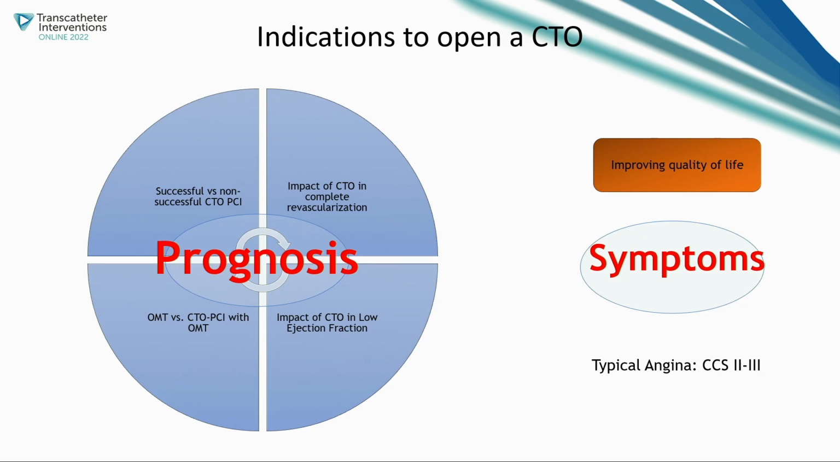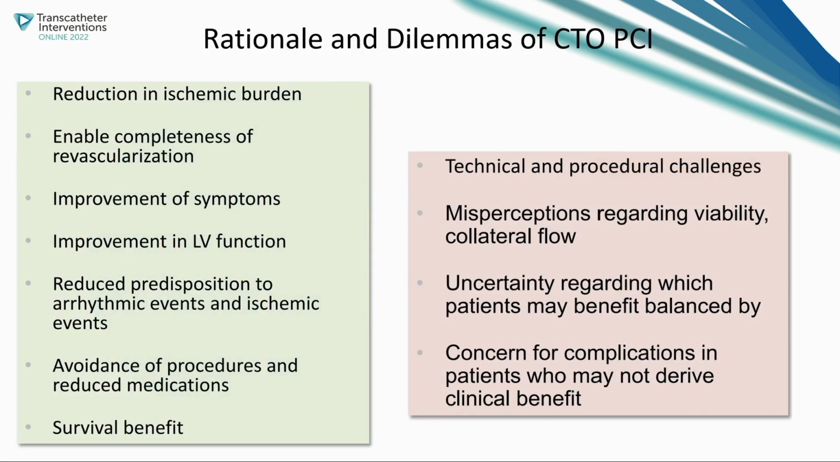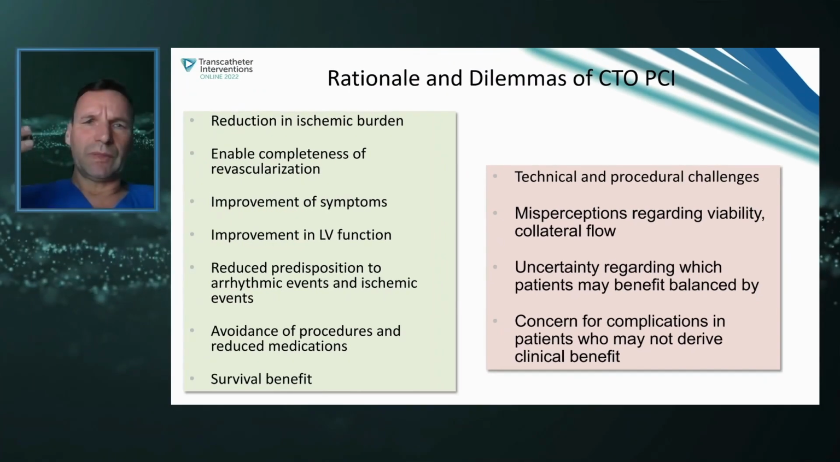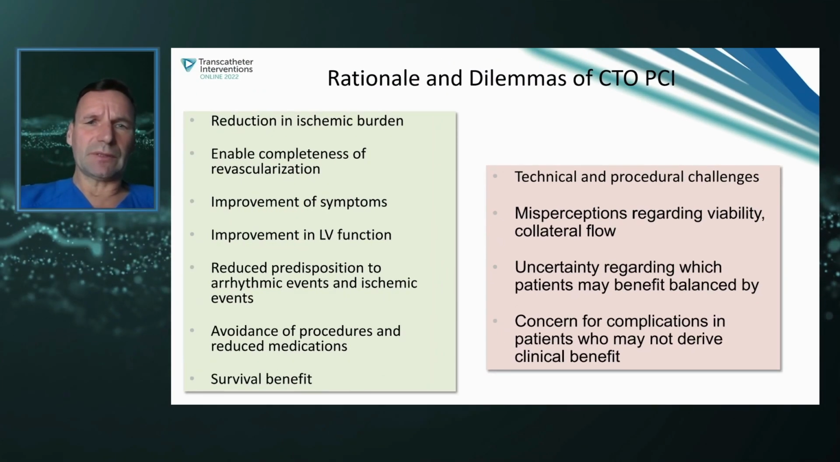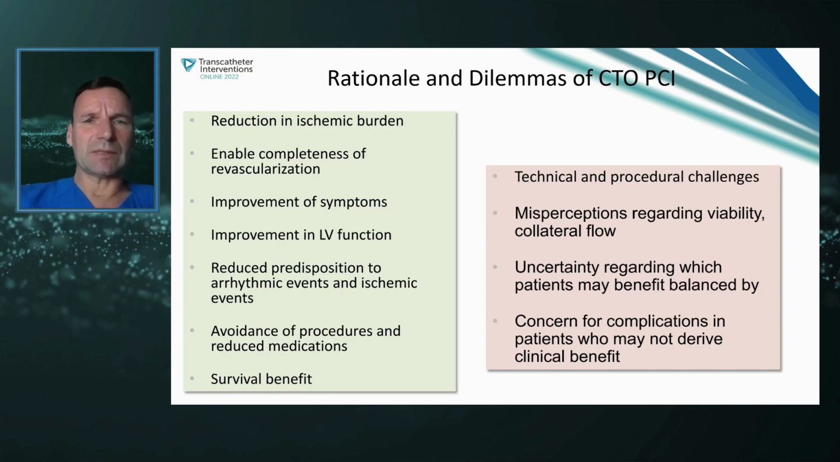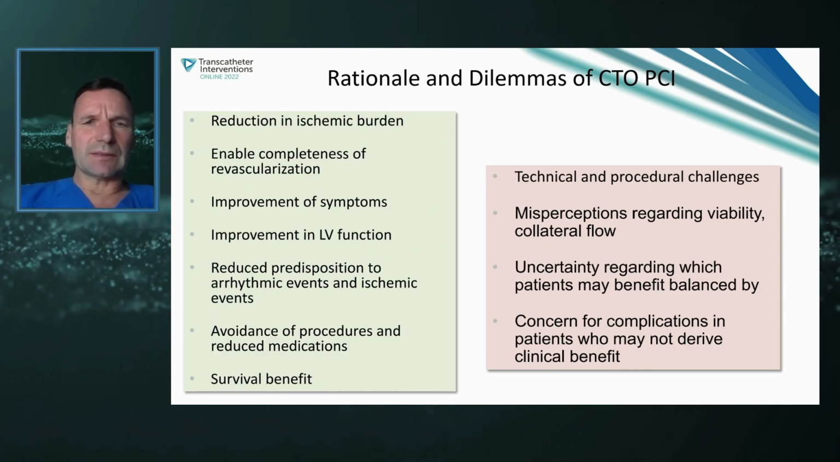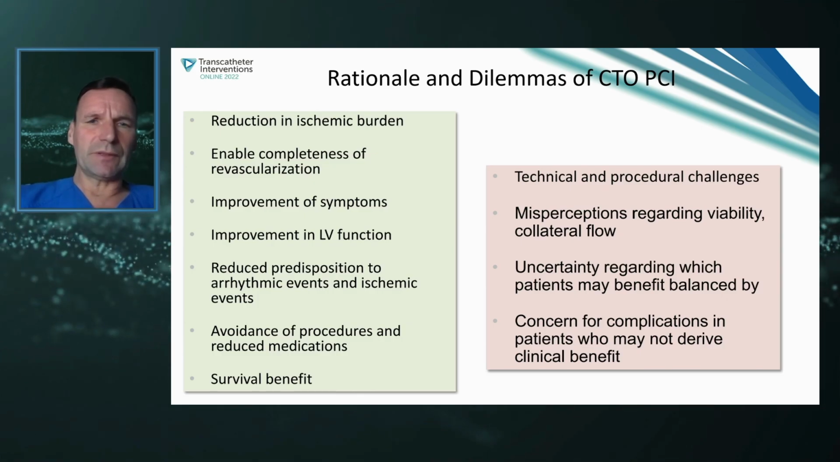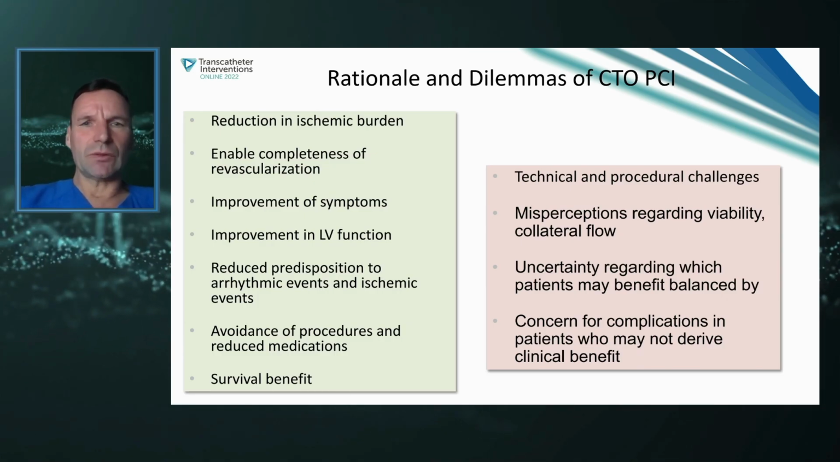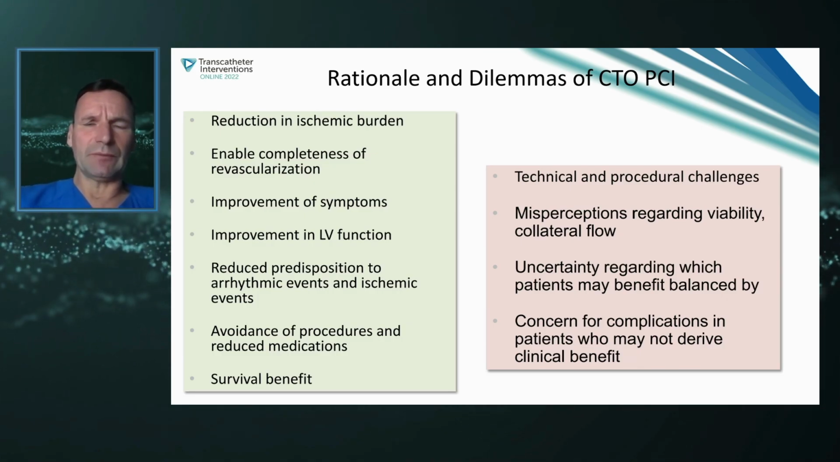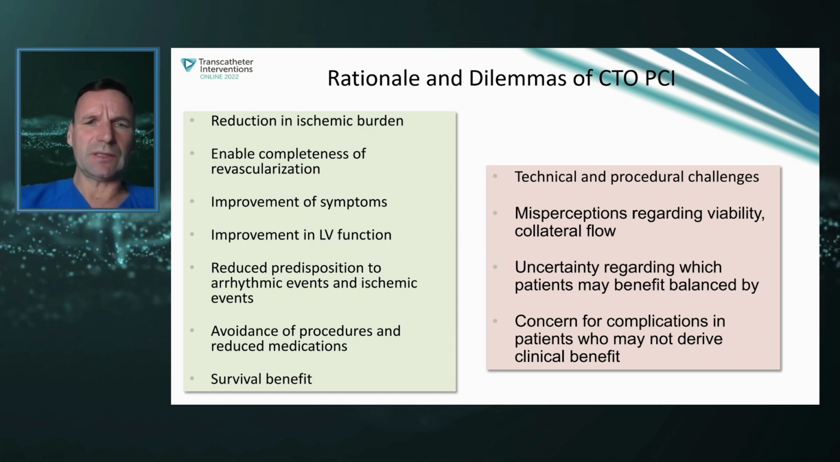So the question is now, when to open it, for which reason, for which indication. In this case, for sure, we should consider it because of symptoms. This patient had typical angina with a CCS class of 2 to 3. Regarding prognosis, as you all know, the randomized trials did not convincingly show that there is a prognostic improvement if we are opening CTOs. And there are many rationales and dilemmas of CTO PCI. We believe that there's a reduction in ischemic burden. This has been shown. We also consider that the completeness of revascularization is beneficial. Improvement of symptoms has been shown in randomized trials. Improvement in LV function has also been shown in many registries.